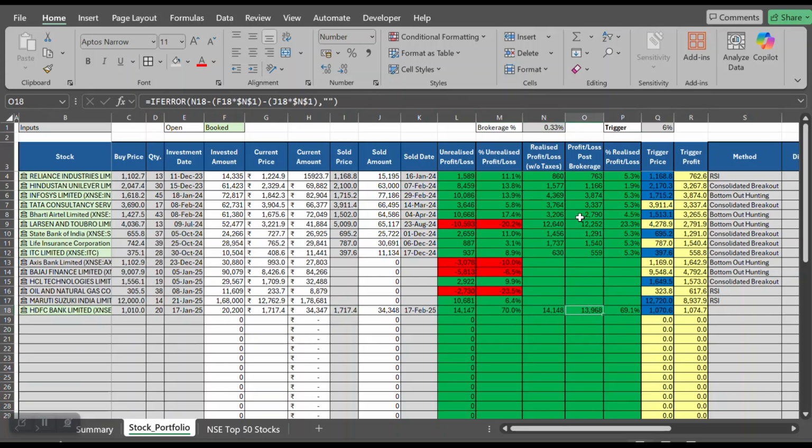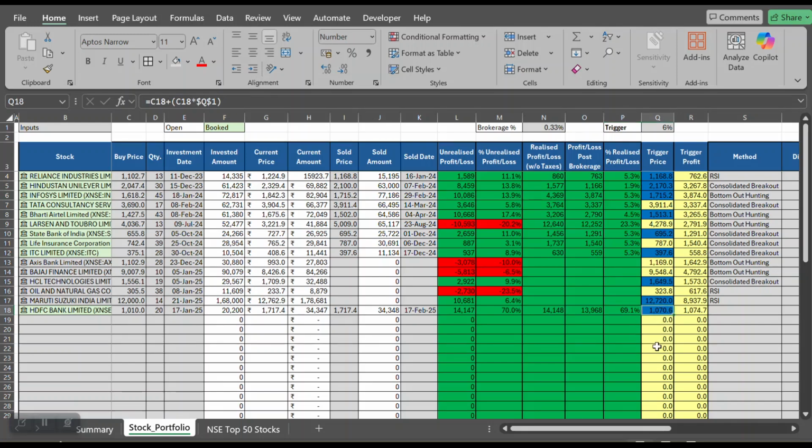and realized profit and loss post brokerage. So I've also given a field here where you can edit your brokerage charges. For me, the brokerage charges is 0.33 and hence I have entered 0.33 here. But as soon as you make it, let's say 0.22, the profit loss post brokerage would change and would adjust to the brokerage charges you are giving. How much of profit I have made on this? I have made a good handsome 69% profit.